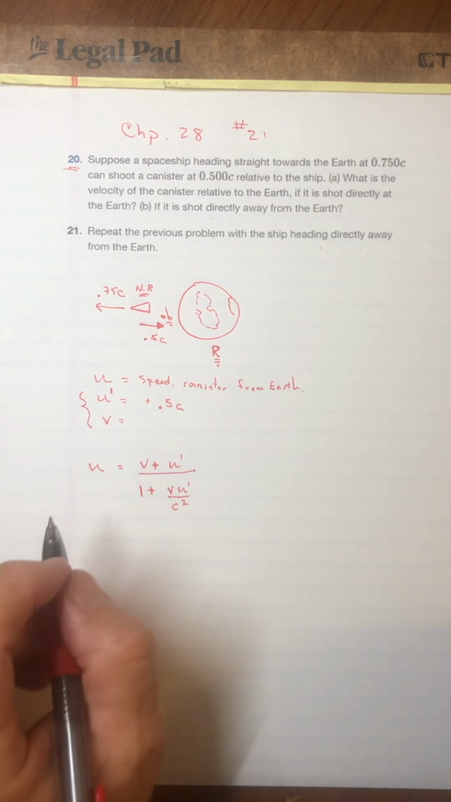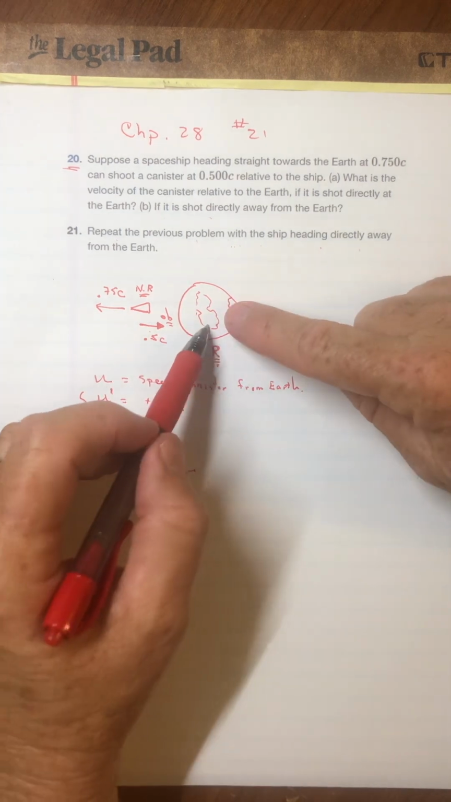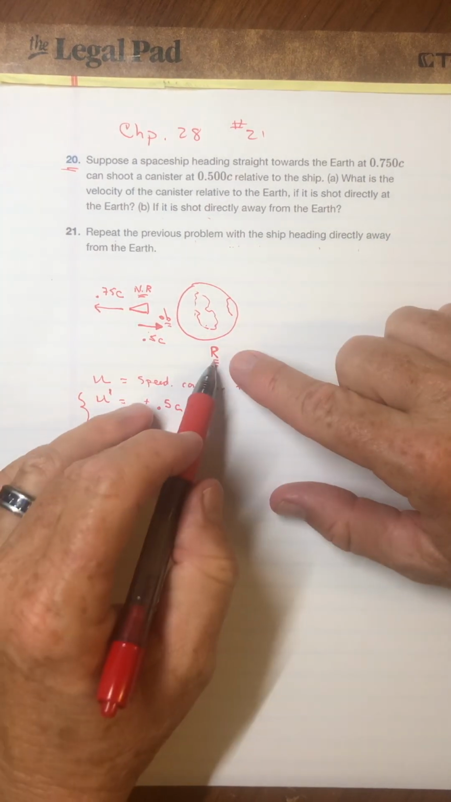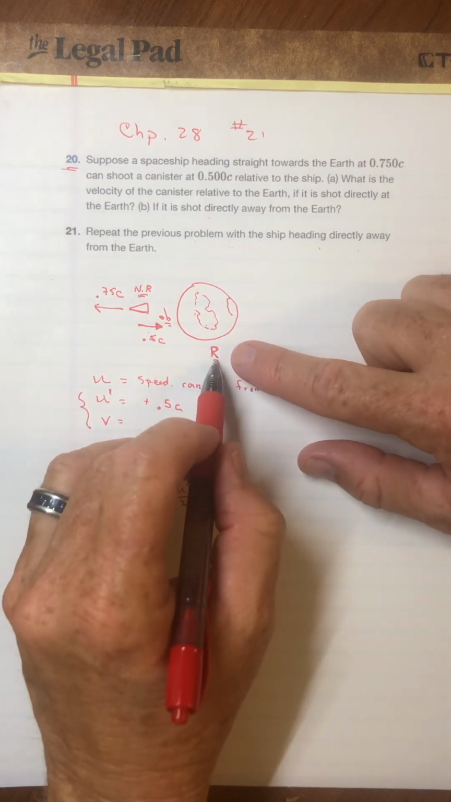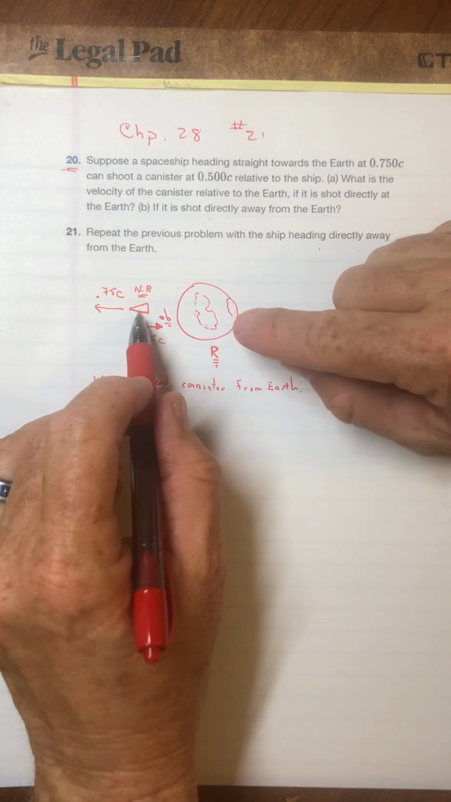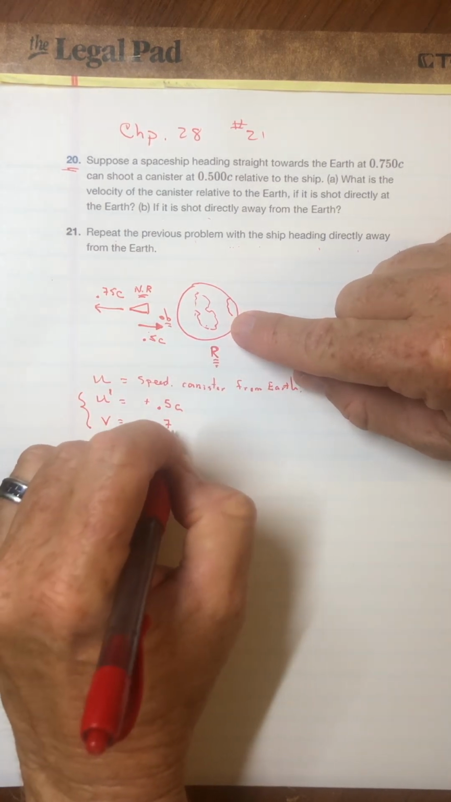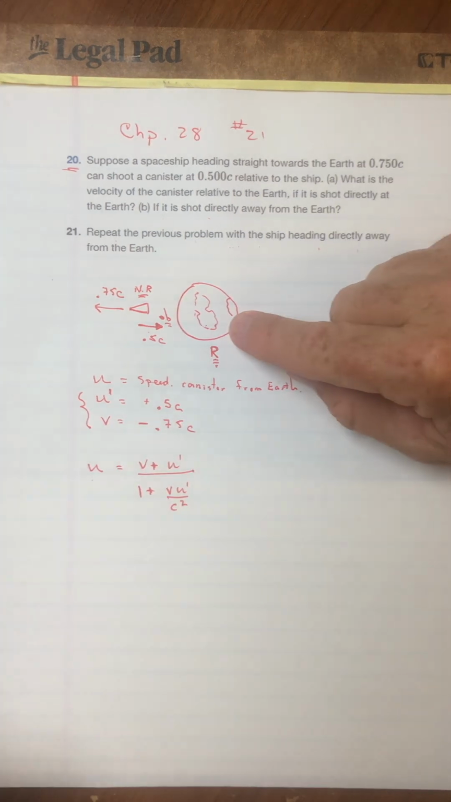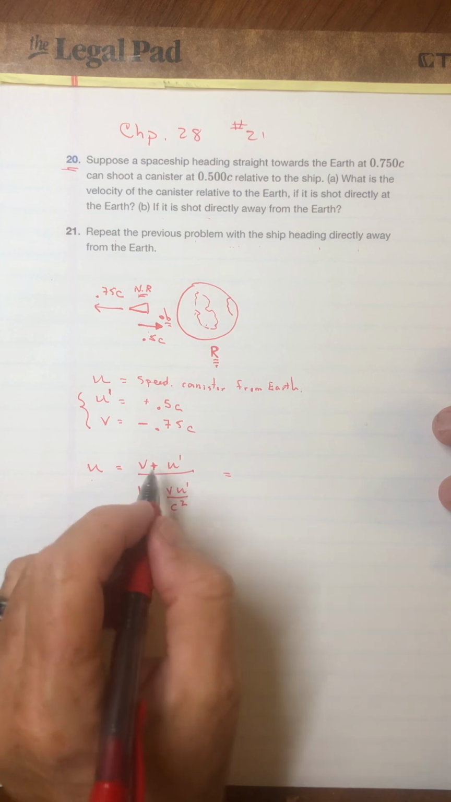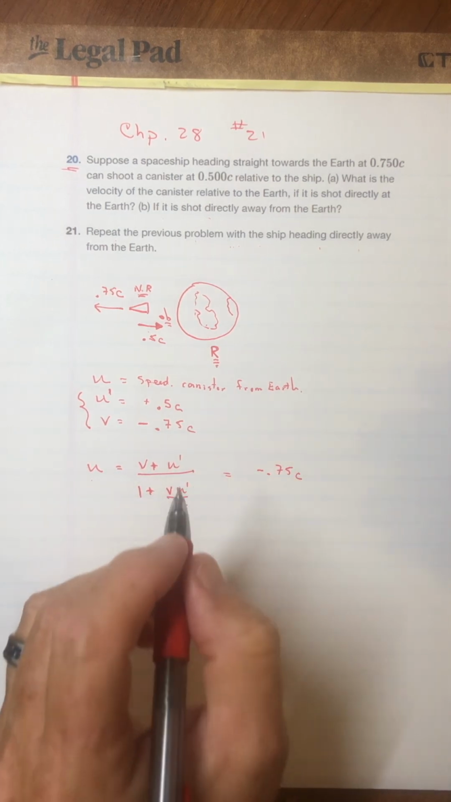And then the v is the velocity of the two observers, so the reference observer and the non-reference observer. But it's marked and labeled as seen by the reference. And so the reference person, the person on Earth, does see the other observer, the person in the spaceship, moving to the left. So that would be negative 0.5 c. And then if we put this in, we get a negative 0.75 c.